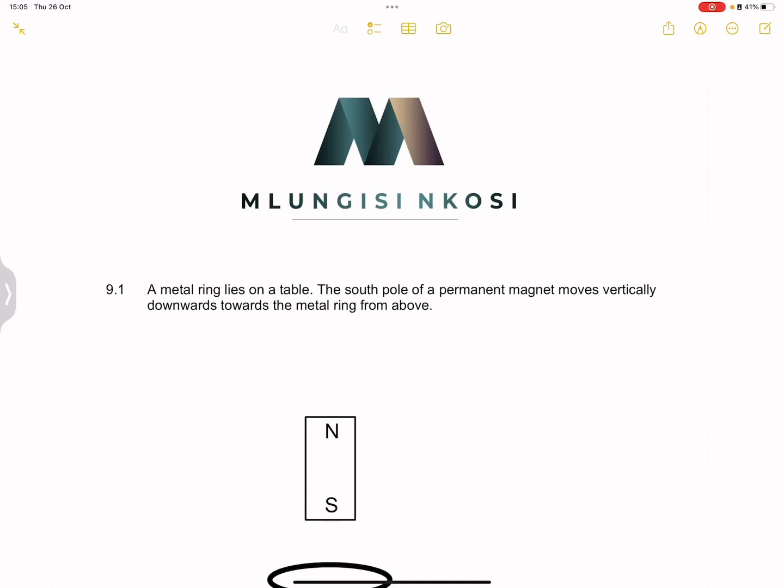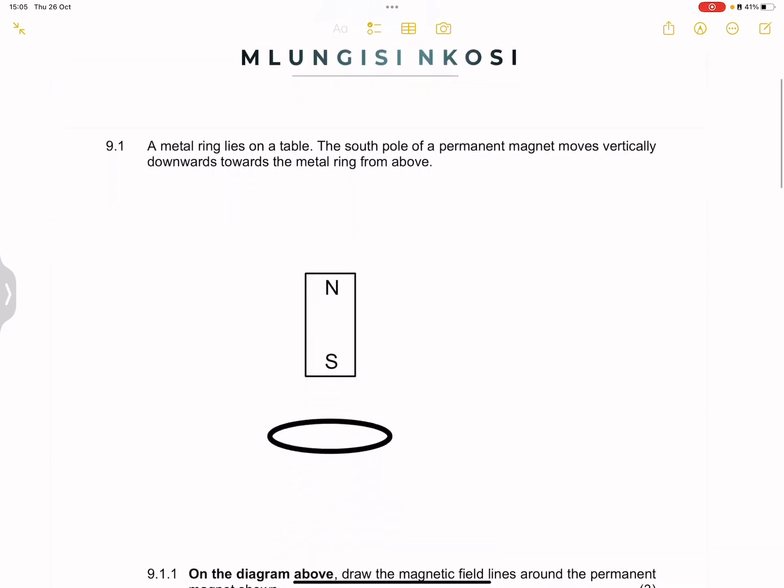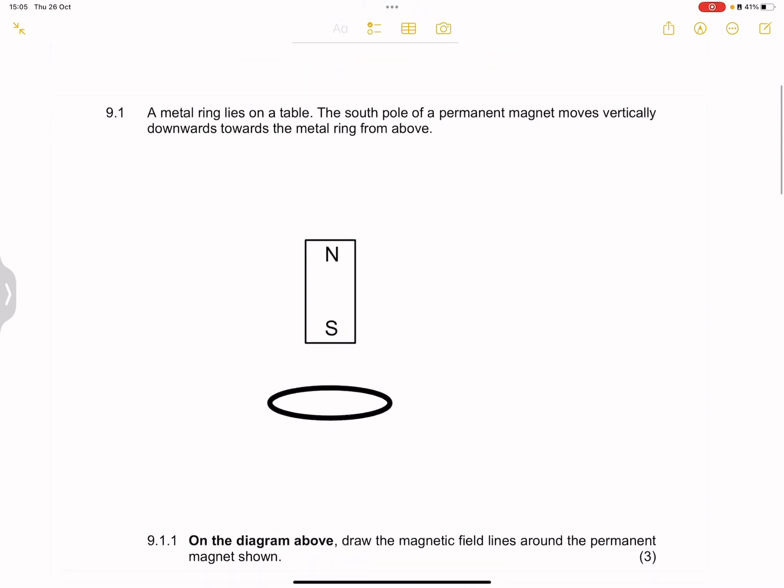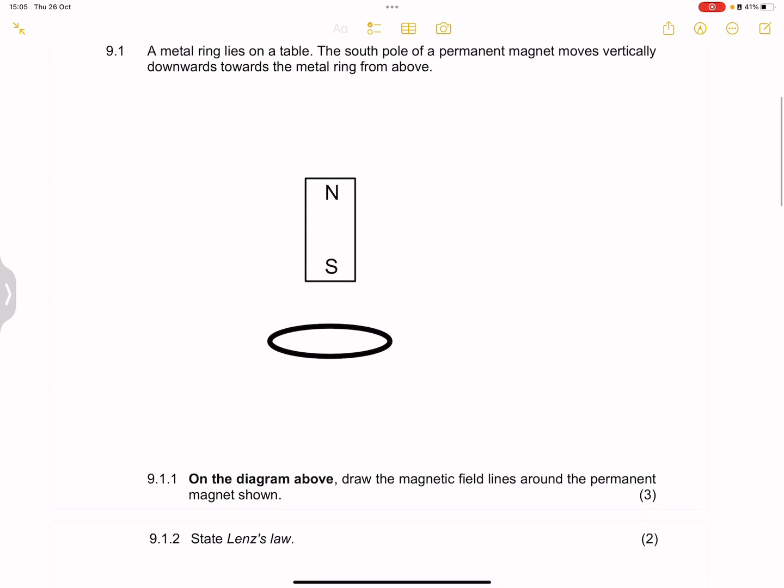All right, so we are looking at question 9 from that IEB exam. Let's get right into it. They say to us, we've got a metal ring that lies on a table. The south pole of a magnet moves vertically downwards towards the metal ring from above. They say to us, on the diagram above, draw the magnetic field lines around the permanent magnet.